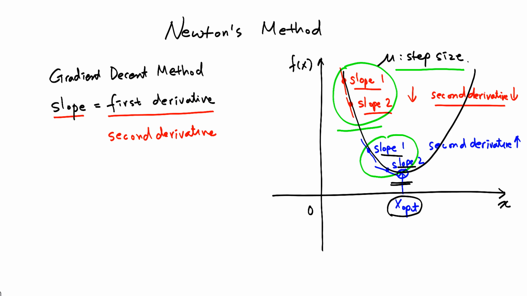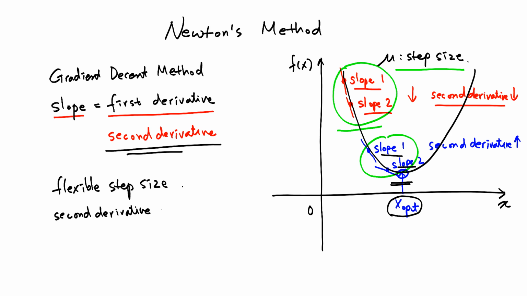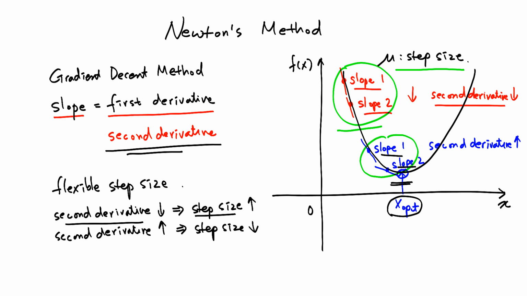In other words, we want to have a flexible step size which reflects this second derivative. In other words, if a second derivative is small, then we want to have a large step size. And if a second derivative is large, then we want to have a small step size. This is to have an inverse relationship. So let me write down the gradient descent method here.